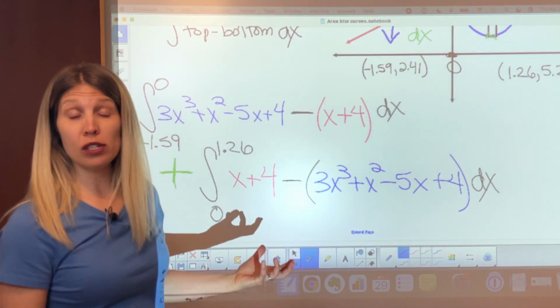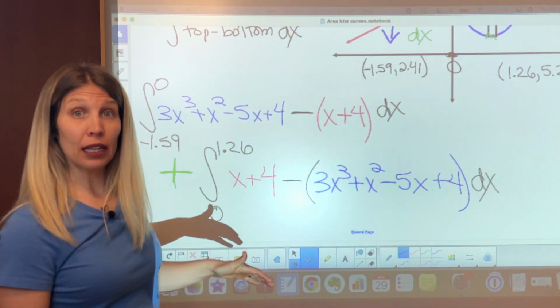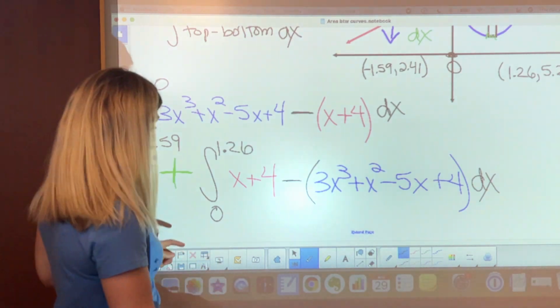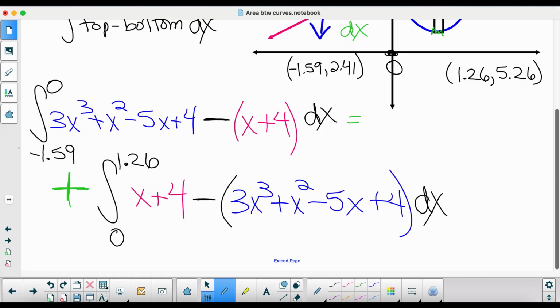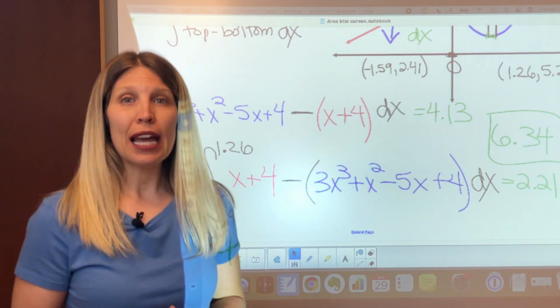So these are the functions that you're going to use. You put each one of them into your calculator separately, and then you're going to add the results. The first one, you should get 4.13. The second one, you should get 2.21. So you will have a total of 6.34.